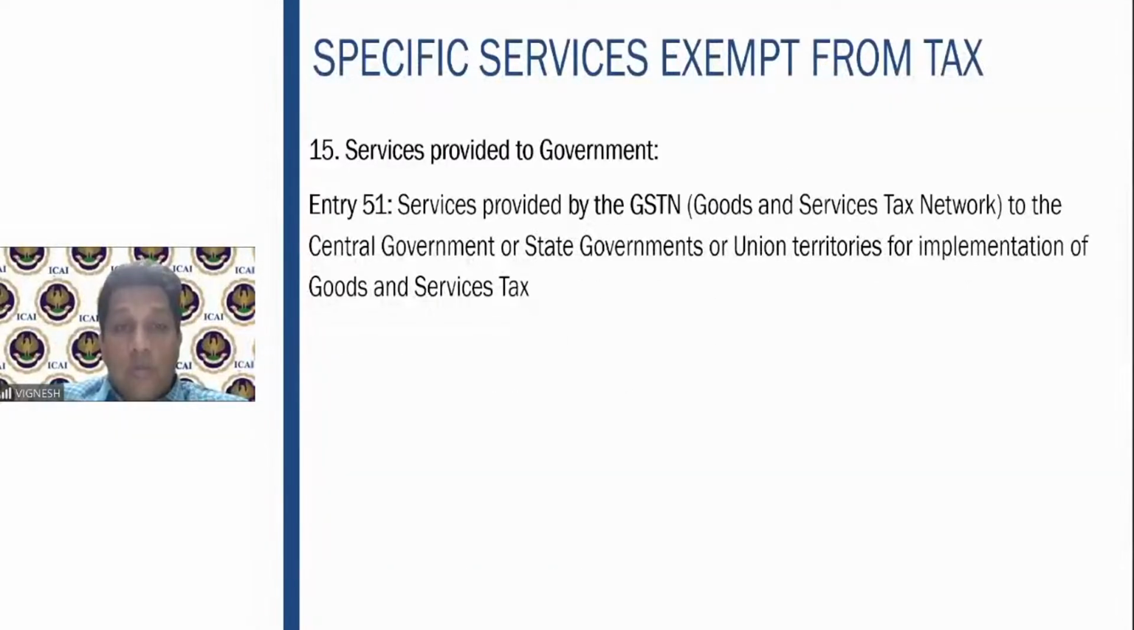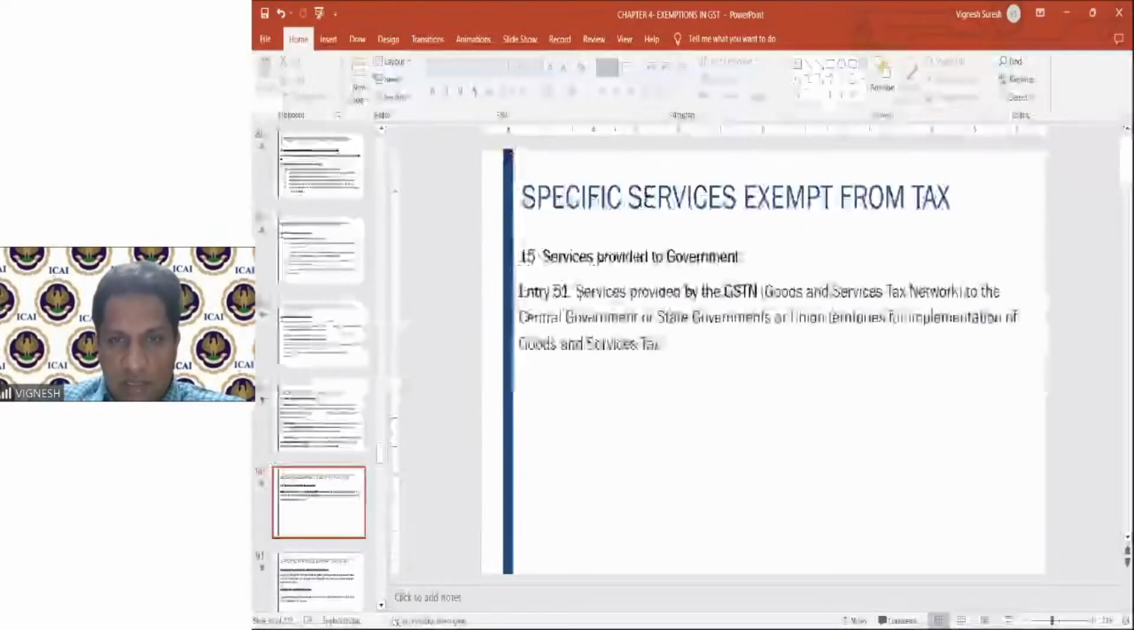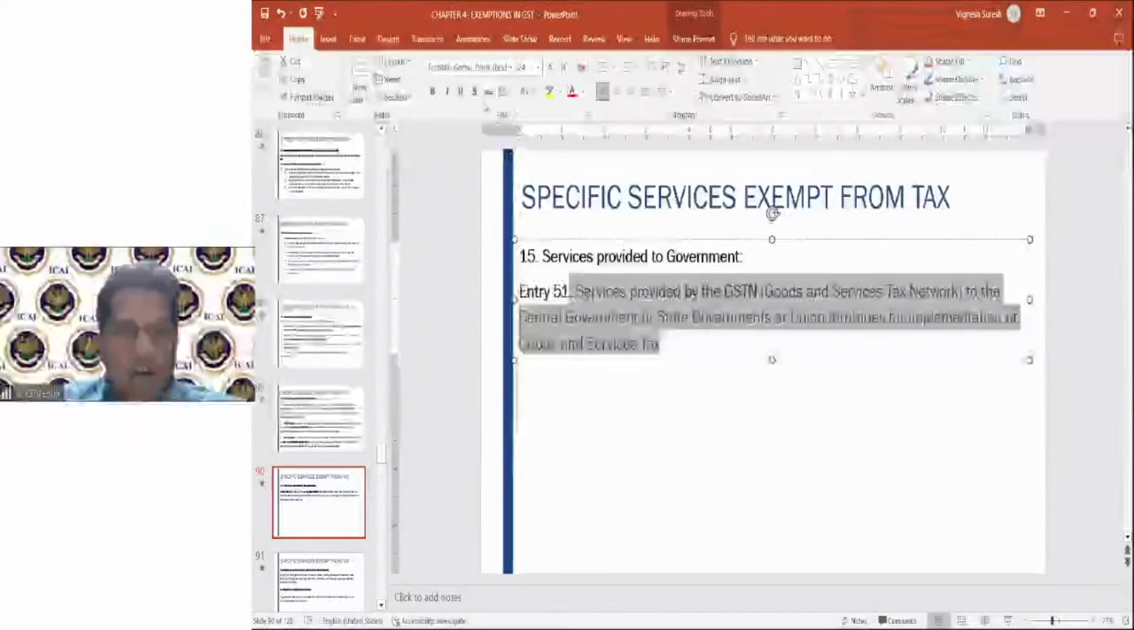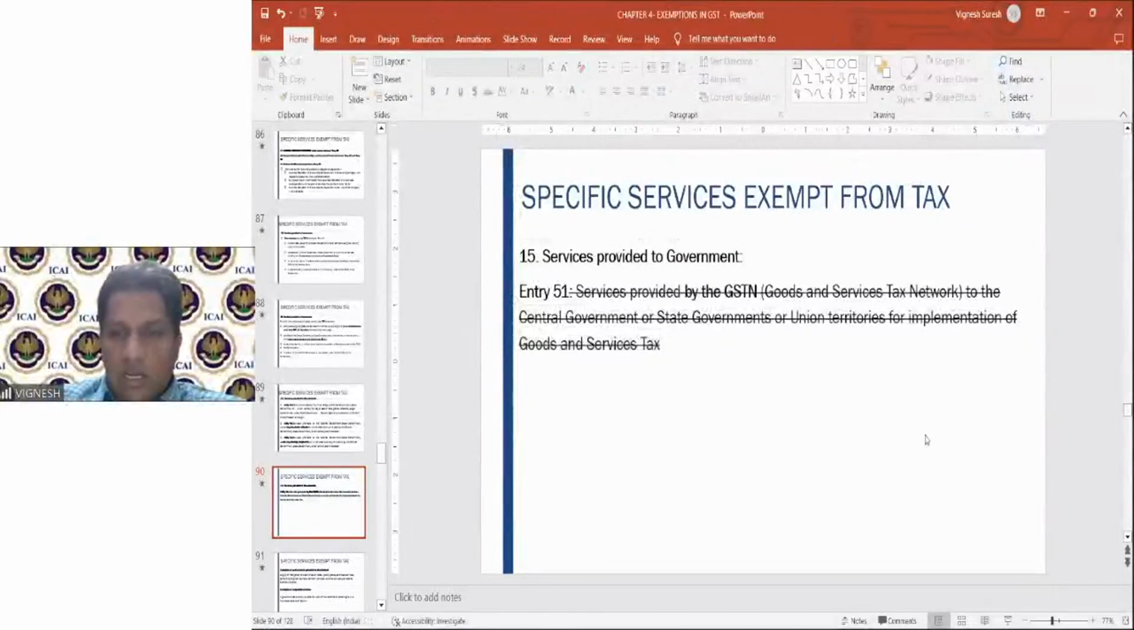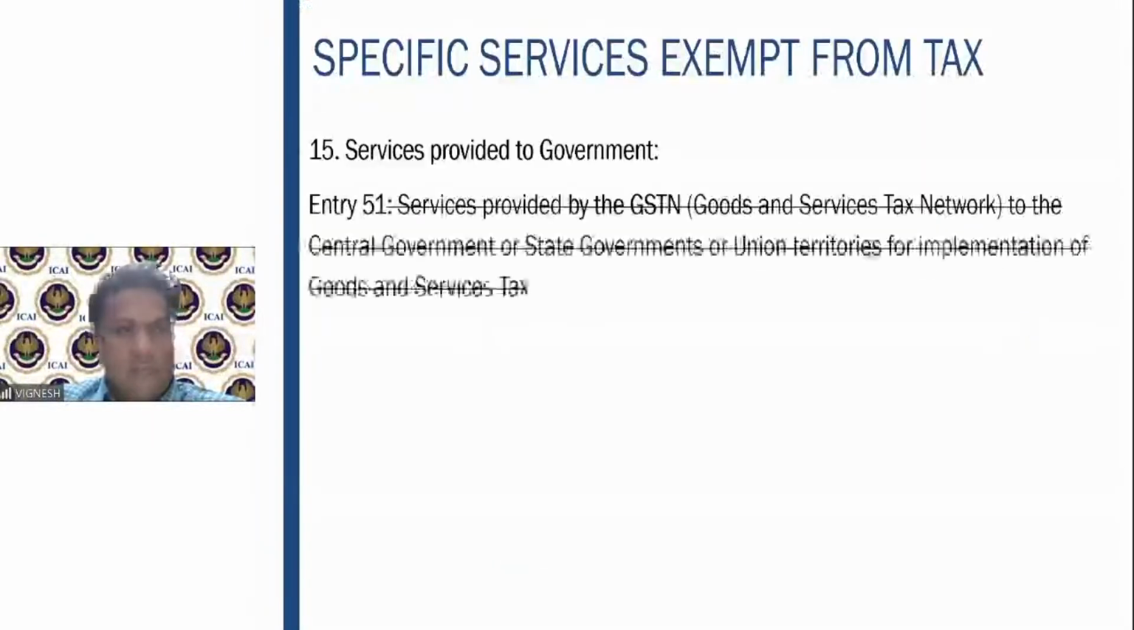Services provided to government, that is an important point which you have to remember. But most of these exemptions are withdrawn, because most of it I've tried to integrate in the slide. So that you don't get confused, anyway we'll revise in the supplementary paper. Most of these exemptions are removed. Like, I'm able to recollect the services provided by GST Network to the government. This has been removed, it is no longer there. Entry number 51. Like these, others are also removed.